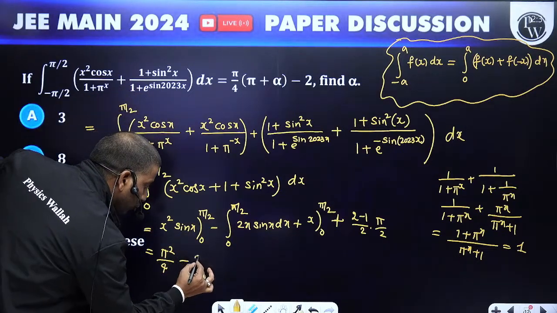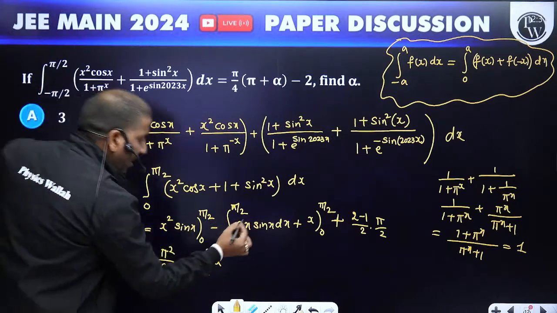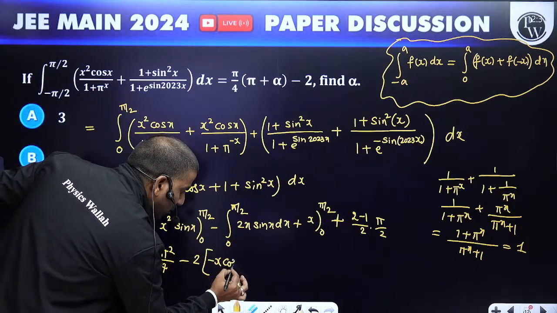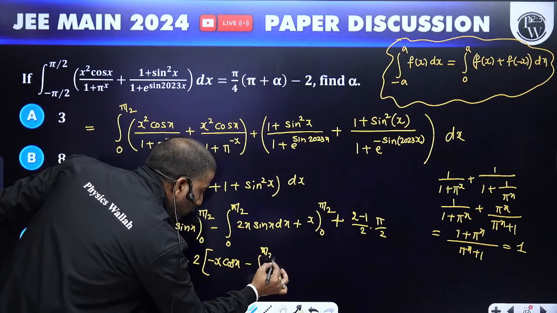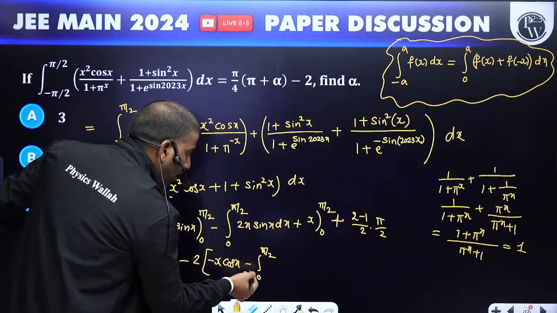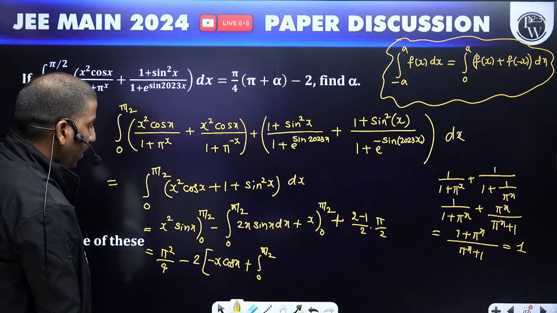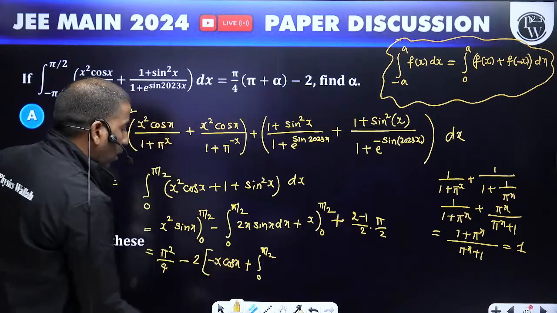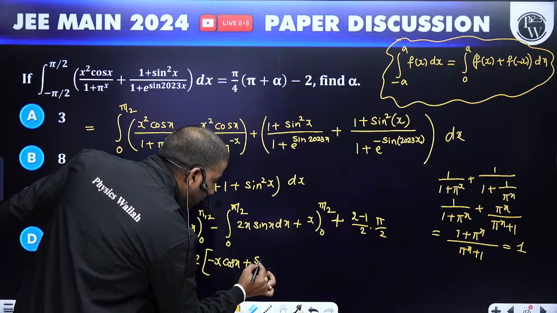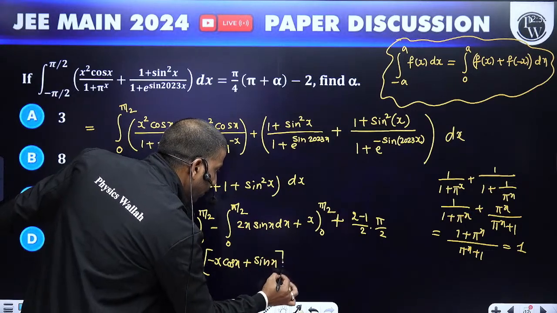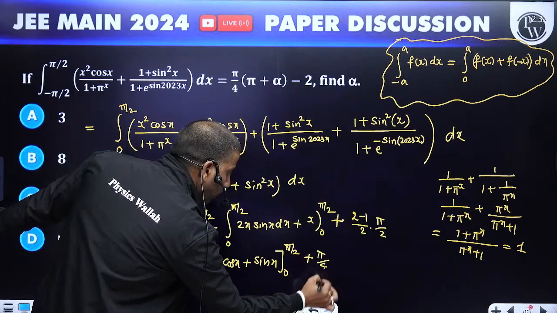So 2 times x times the integral of sin x, which is minus cos x, minus the integral from 0 to pi by 2 of the derivative of x, which is 1, times minus cos x. So this will become plus. Derivative of x is 1, cos x will come, and the integration of cos x will be sin x, limits 0 to pi by 2. And that is again pi by 4.